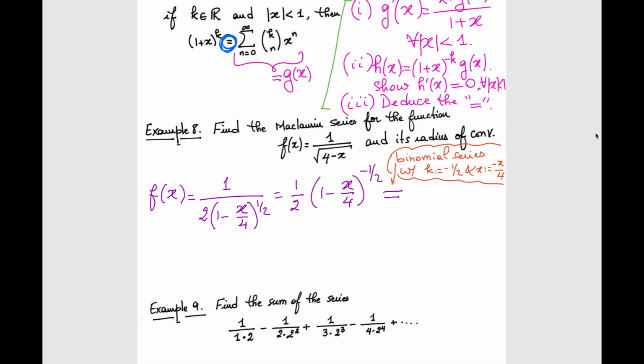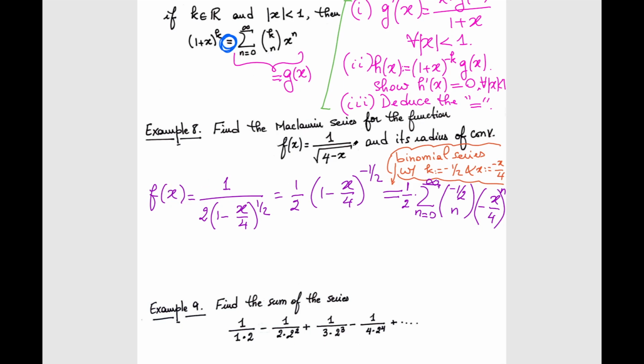If you do so, what do we get? We get half, that half is this guy, times the summation, I'm reading this part, n starts at 0 to infinity, k choose n. What's k again? Negative half. Negative half choose n, times minus x over 4 to power n. Make sense? Okay. And this is the Maclaurin series for this function f.